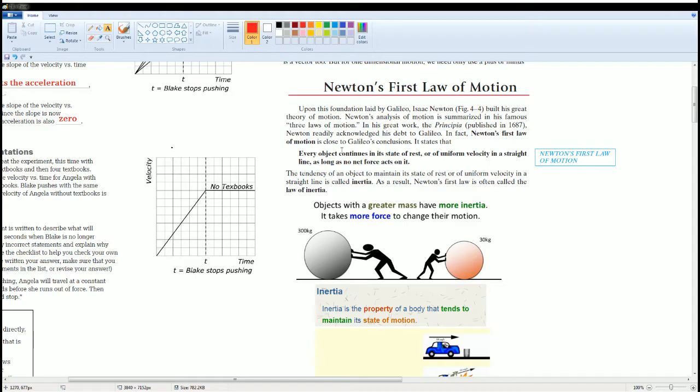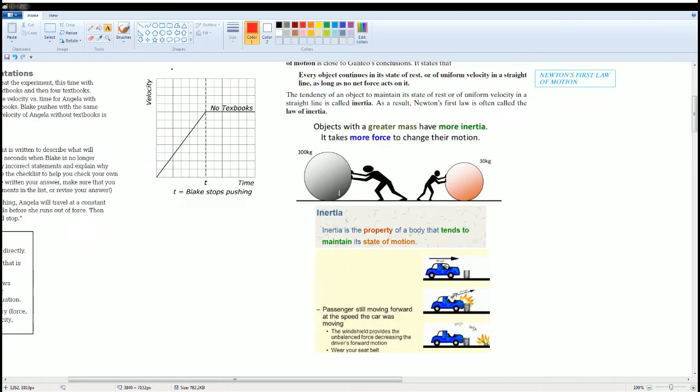An easier way of thinking about this is this saying: an object at rest will tend to be at rest. An object in motion will tend to be in motion. The reason for that is this idea of inertia. The first law can also be described as the law of inertia. Inertia. An object with a greater mass has more inertia. It would take more force to move that object. You could see that moving a 300 kilogram object is going to require more force than a person pushing on a 30 kilogram object.